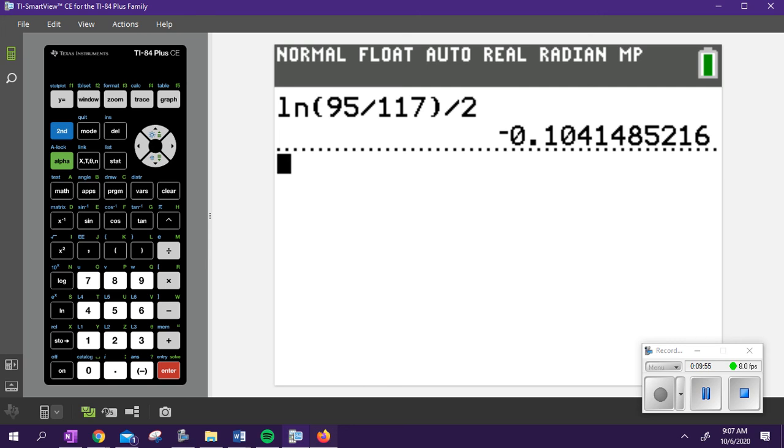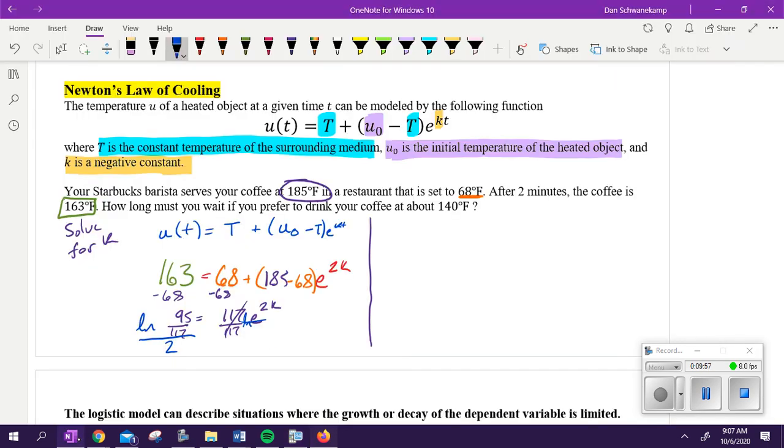K is equal to negative 0.104. Again, I'm not really rounding it, I'm just writing it down on my paper. Does it make sense that it's negative? Yeah, because I'm getting cooler. Once I find my K, then I can go ahead and plug back into this equation.